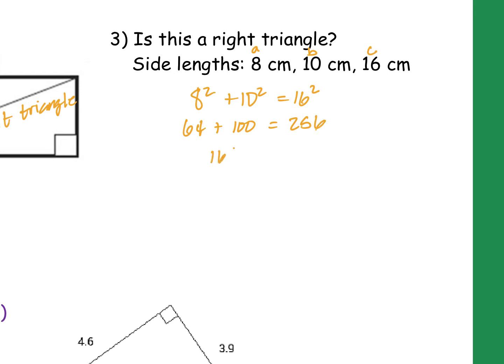So does 164 equal 256? No. Not a right, R-I-G-H-T, right triangle. Okay, so it's not a right triangle because a squared plus b squared does not equal c squared. If they did equal c squared, then it would be a right triangle. Does that make sense? Okay.